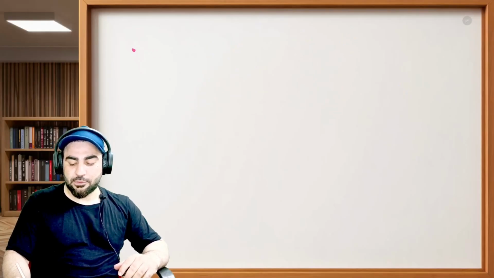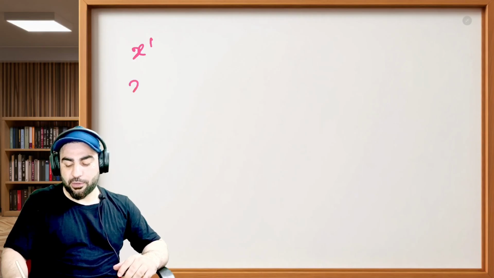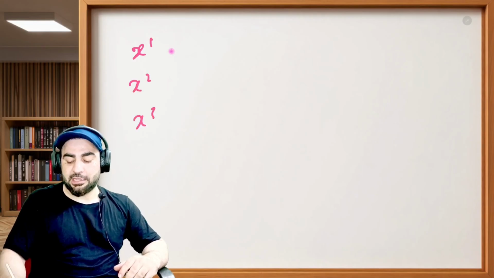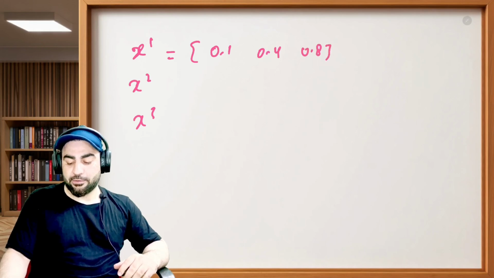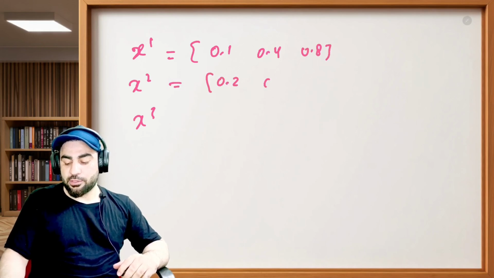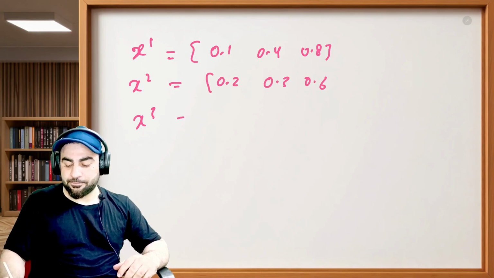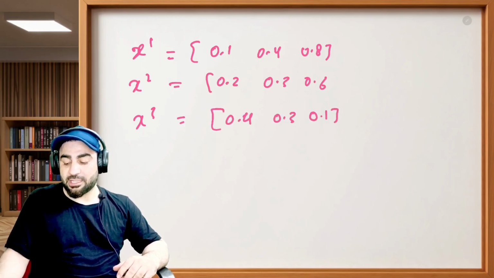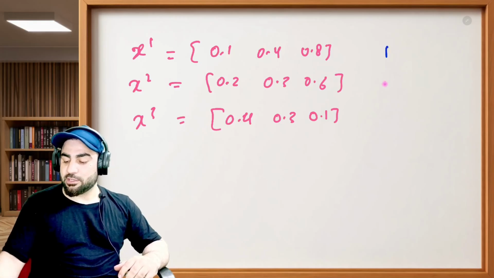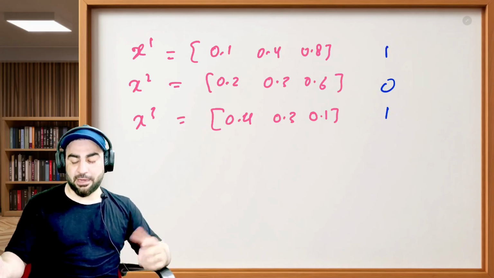I have data point X, so x1 is my first data point, x2 is my second data point, x3 is my third data point. If I give you numbers like this, 0.1, 0.4, 0.8, 0.2, 0.3, 0.6, 0.4, 0.3, 0.1. Suppose it's a classification problem. Say this is 1, 0, and 1, something of this sort. It's a binary classification problem.